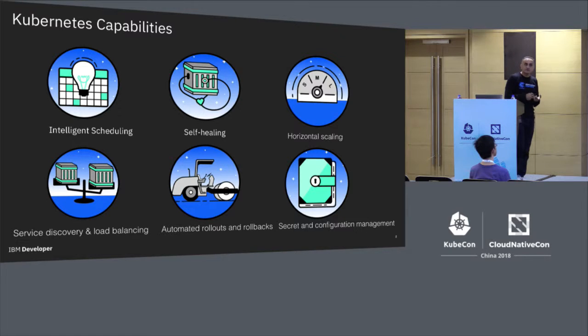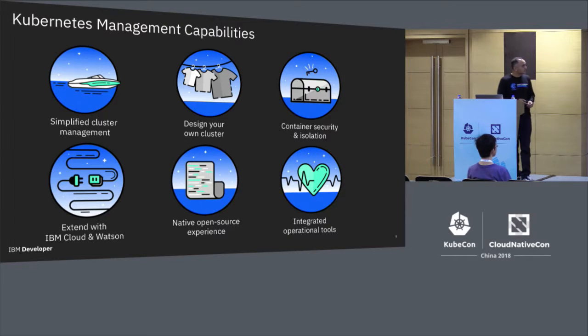Intelligent scheduling. We know Kubernetes schedules the pod utilizing the resources at its base. Self-healing, declarative language, it heals itself. Horizontal scaling, either through the command line interface or based on certain CPU utilizations, you scale your workloads. Service discovery, load balancing, that's another thing IKS provides. And that's the cloud product code I was talking about. Rollouts, rollbacks, and the secret and configuration management, right? So these are things we know. Those are the Kubernetes capabilities.